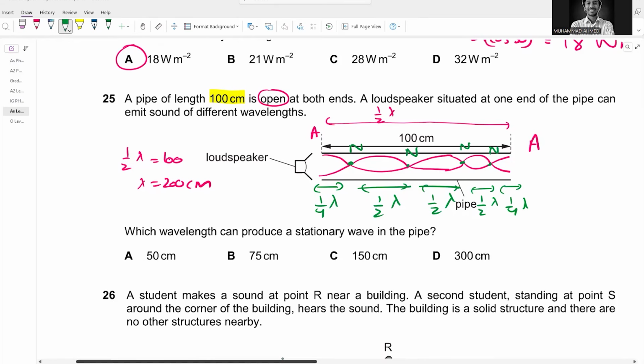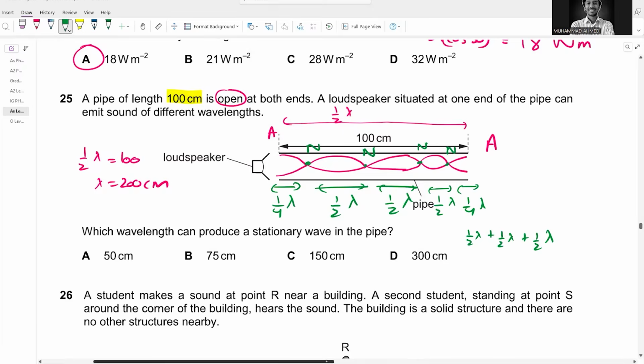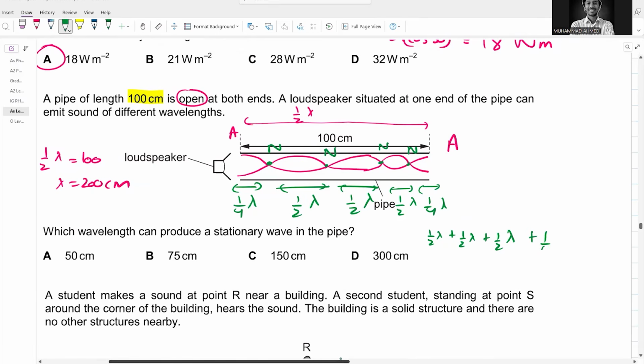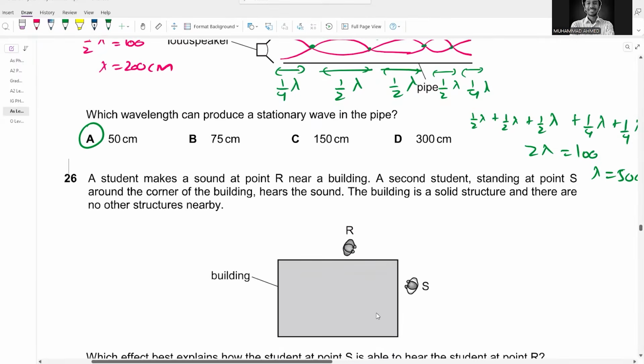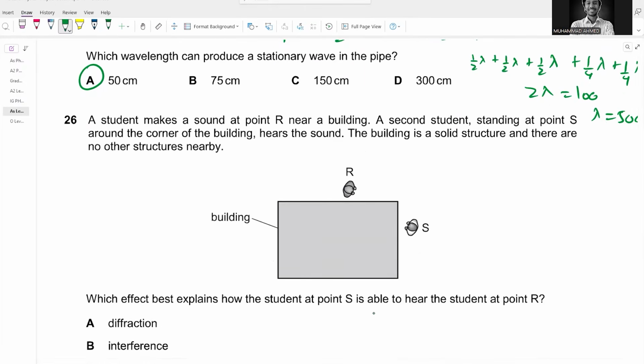Can you add all of them up? 1 over 2 lambda plus 1 over 2 lambda plus 1 over 2 lambda plus 1 over 4 lambda plus 1 over 4 lambda is equal to 100 centimeter. 2 lambda is equal to 100 centimeter. Lambda is equal to 50 centimeter. A is your answer. Simple. Nothing complicated here. Let's move ahead. A student makes a sound at point R near a building.